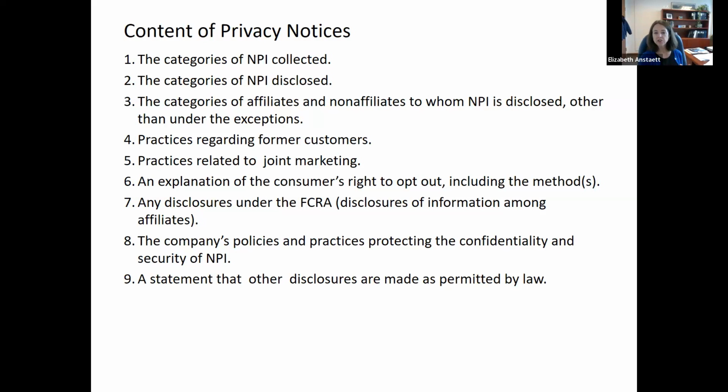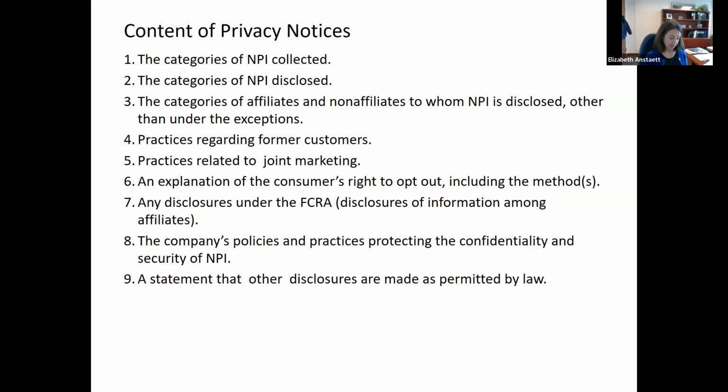Then there's any disclosures under the FCRA, which we'll talk about actually in the next module, which deals with disclosures of information among affiliates. So the Gramm-Leach-Bliley Act does not restrict disclosures among affiliates at all. It is the FCRA that does that, or doesn't do it, as we will see. The company's policies and practices around protecting NPI, and a statement that other disclosures are permitted by law.